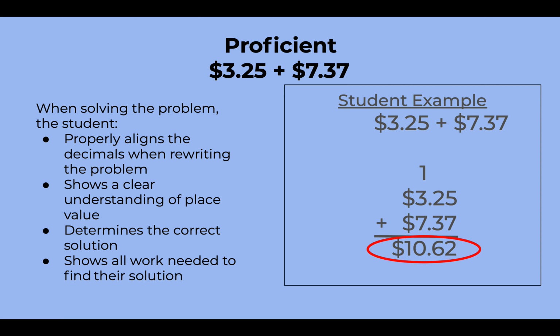You see the student example. This might be their work. And you can see this is what a proficient example would be. This student is showing me that they can add units of currency. And there's several things we're looking for, and you can see all those criteria on the side there. But this student is proficient.